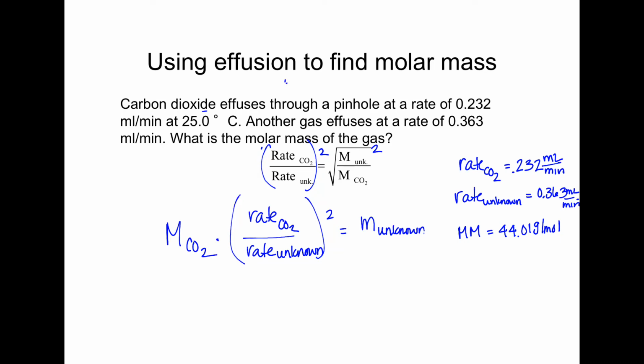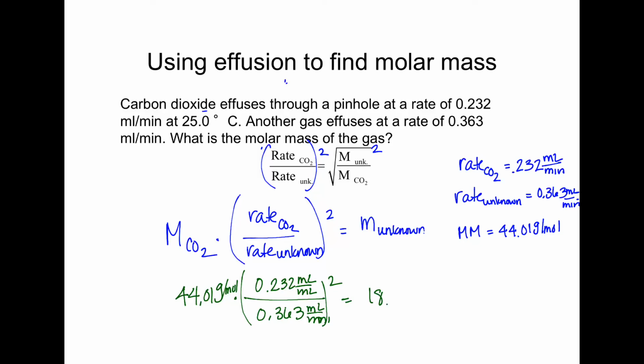Okay, the last thing that I have to do is actually put my numbers in there. So the rate of CO2 is 0.232 milliliters per minute. The rate of the unknown is 363. I'm going to square that, and then I'm going to multiply it by 44.01 grams per mole, which is the molar mass of carbon dioxide. All right, on my calculator, I got 18.0 to 3 sig figs, and milliliters per minute and milliliters per minute, even when you square them, those are going to cancel out, and our units are grams per mole.